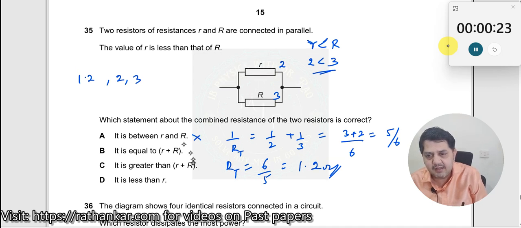Equal to r plus R? Definitely no. Greater than r plus R? No. So the final answer is less than r. That is also seen to be true.